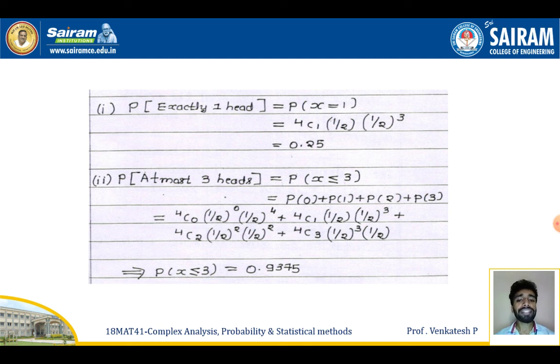So now with these values, I am going to estimate the probability of at most 3 heads. If I replace x is equal to 0 in P of x, I will get 4C0 (1 by 2) whole power 0 (1 by 2) whole power 4, plus if I replace x is equal to 1, I will get 4C1 (1 by 2) (1 by 2) whole power 3. If I replace x is equal to 2, I will get 4C2 (1 by 2) whole square (1 by 2) whole square. If I replace x is equal to 3, I will get 4C3 (1 by 2) whole power 3 (1 by 2). So on summing all these terms, the solution will be 0.9375. So in the next lecture, I am going to discuss a few more examples on binomial distribution.